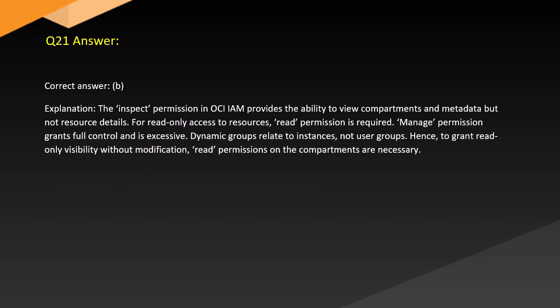Answer. Correct answer, B. Explanation. The inspect permission in OCI provides the ability to view compartments and metadata but not resource details. For read-only access to resources, read permission is required. Manage permission grants full control and is excessive. Dynamic groups relate to instances, not user groups. Hence, to grant read-only visibility without modification, read permissions on the compartments are necessary.